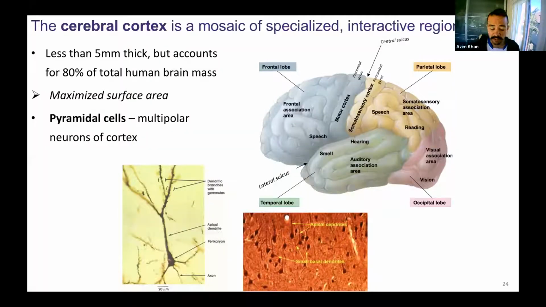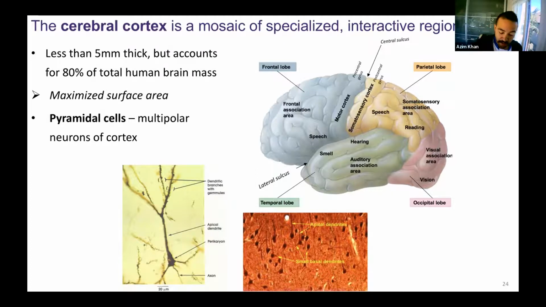So focusing more closely on the cerebral cortex, there's a lot of different regions here. We're only going to go over some of the basics, some of the highlights of the cerebral cortex, but it's a mosaic. It's a whole bunch of specialized interactive regions. They do talk to one another, but there are specializations in different parts of the brain.